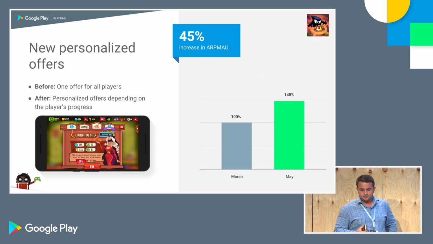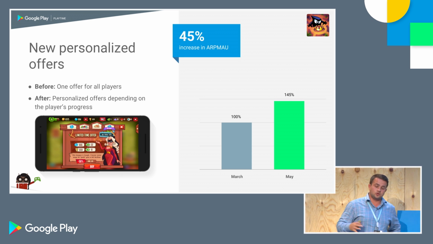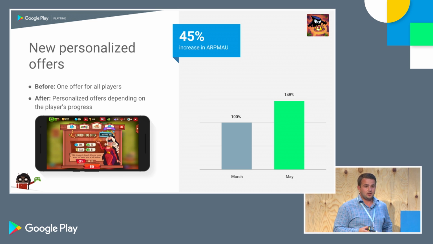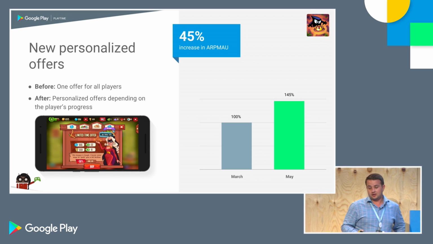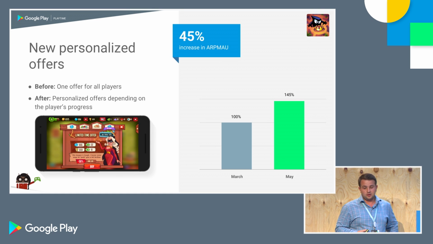Another example is personalized offers. Before, the studio had an offer that was universal for all players. But then they decided to include content based on the progress that the players had already made in the game. And here again, we can see that the ARPMAU has increased by 45%.